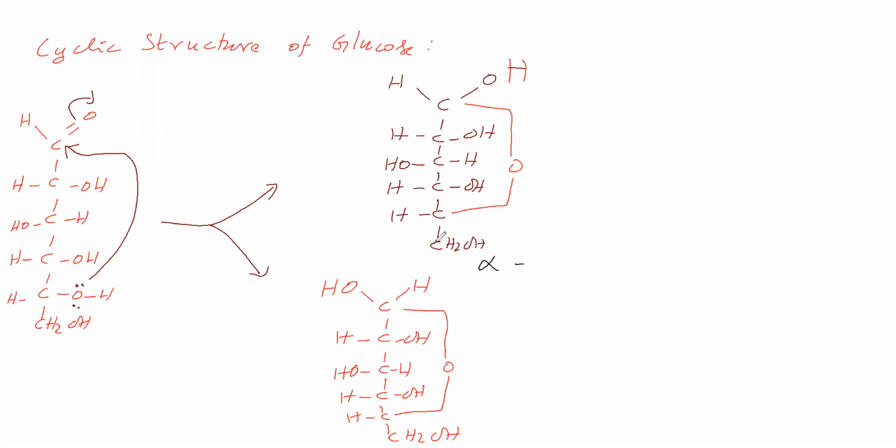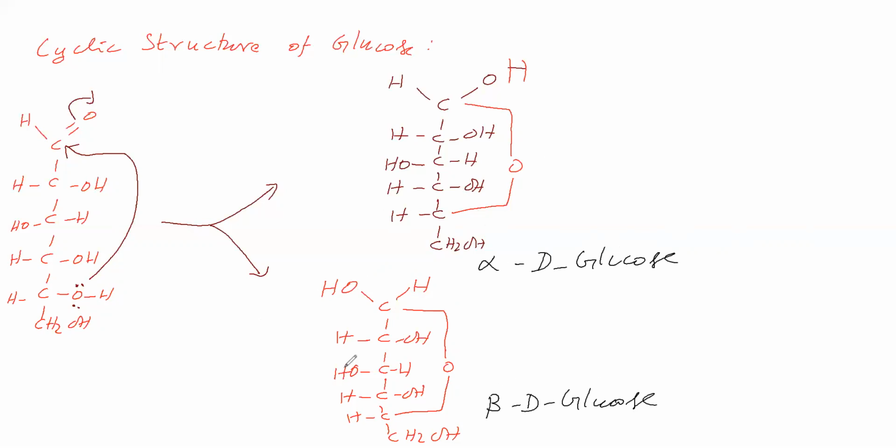Then this is CH2OH. The next carbon is a chiral carbon. In that chiral carbon, the OH is on the right side and H is on the left side. Therefore it is the D configuration. Therefore we can say alpha D glucose. In this first carbon, the OH group is on the left-hand side. Therefore it is beta D glucose.